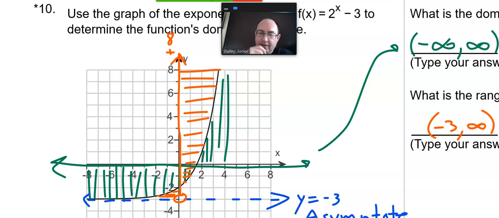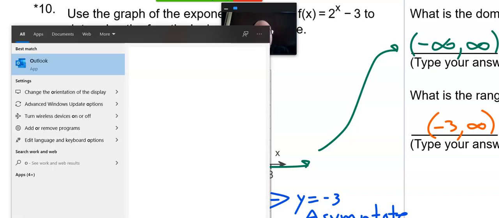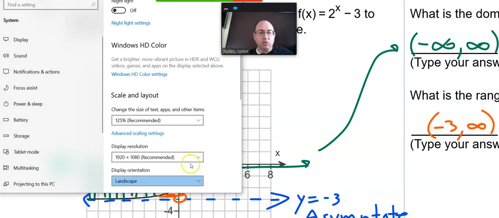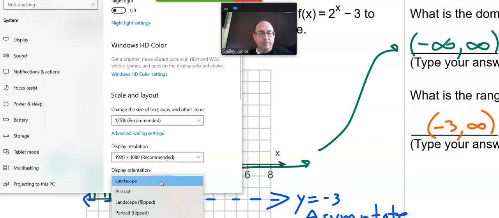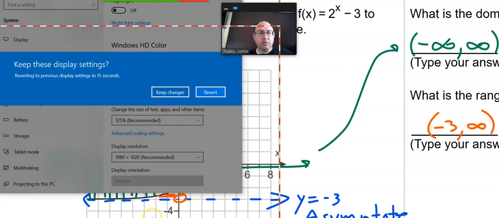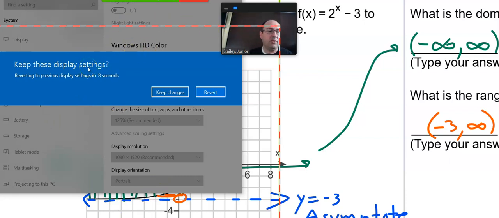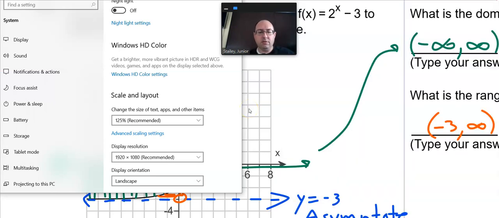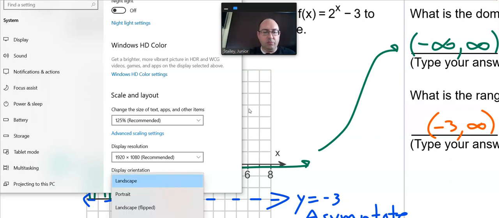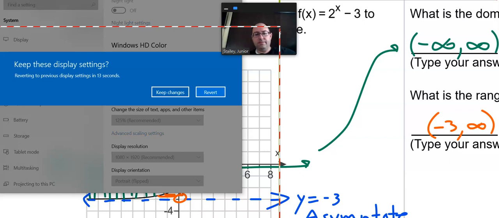Now I'm going to try something. I'm going to change the orientation of my screen. If you want to know how to do this, I'm typing the word orientation. Is it portrait? Is that how I do it? Nope. I need a portrait flipped, and now I'm upside down. Revert. Is this going to do the whole thing? This won't even make a difference, will it? Because if I do portrait flipped, it's still going to be the same way, won't it?